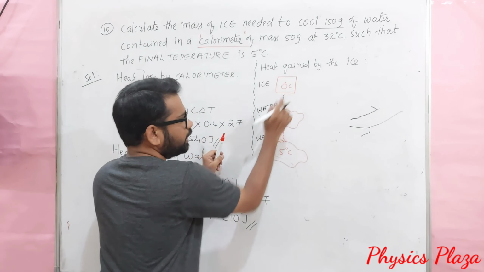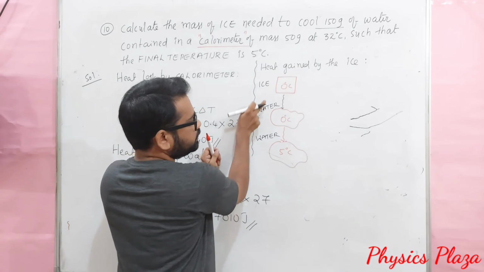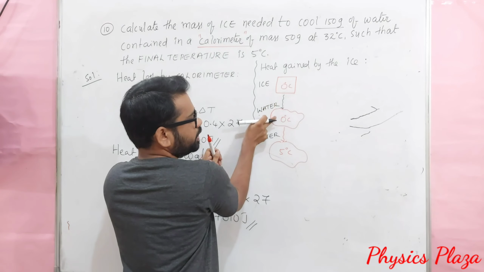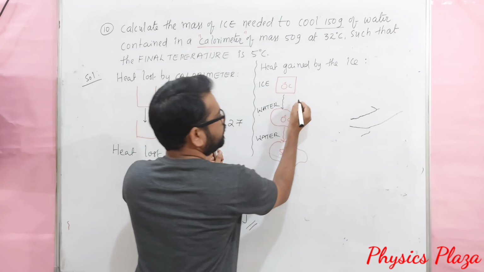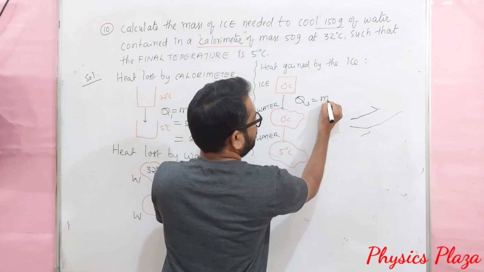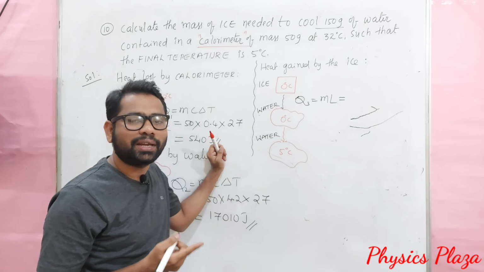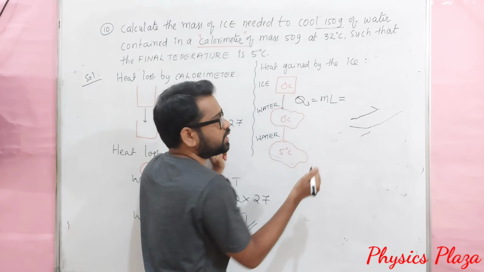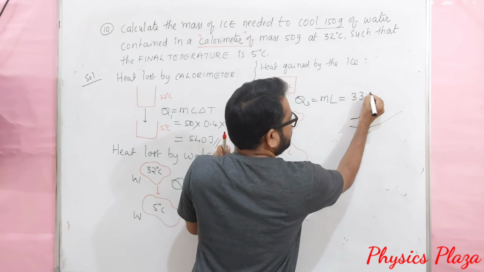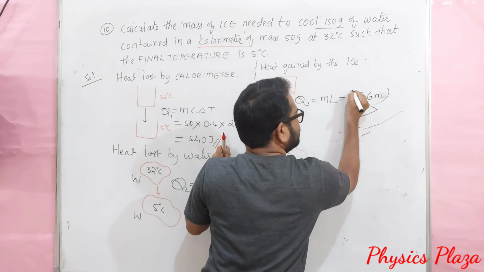So here, dear children, let us calculate the total heat gained by the ice in this process. Here there is no change in temperature, there is a change in state. So here we use Q3 is equal to ml. The mass is not given, of course, that is to be calculated. The L value is given as 336. So this will be 336 m joules of heat energy.